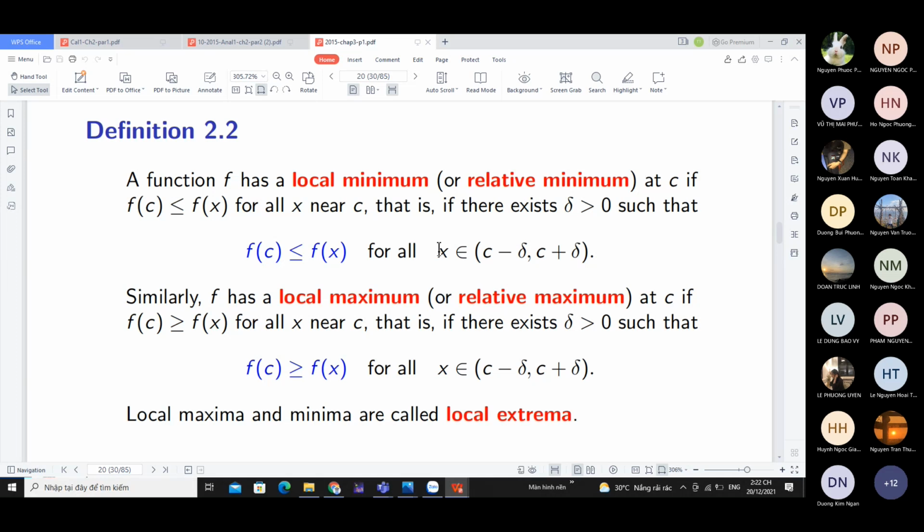The function f is said to have a local maximum at c if f of c is the maximum value of the function f on some neighborhood of c. It means that there is a number delta, of course a positive number, so that f of c is the maximum value of the function f on the interval c minus delta, c plus delta.